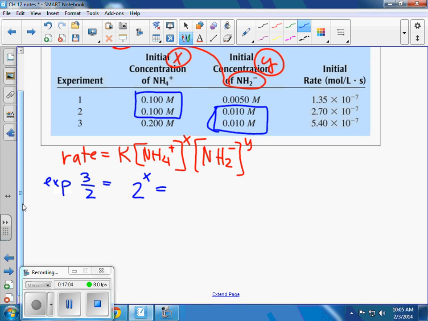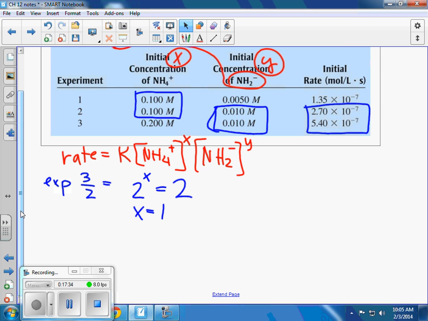And then I'm going to go over here to my rate, and I'm going to do the same thing. So I went 0.1 into 0.2. Now I'm going to go 2.7 into 5.4, which is 2 times. So what's X going to be? X equals 1. So is this a first order, just that variable? Just that variable. They don't all have to be the same. It is going to be on this one, but it's not always that way. You'll see that in the next example.